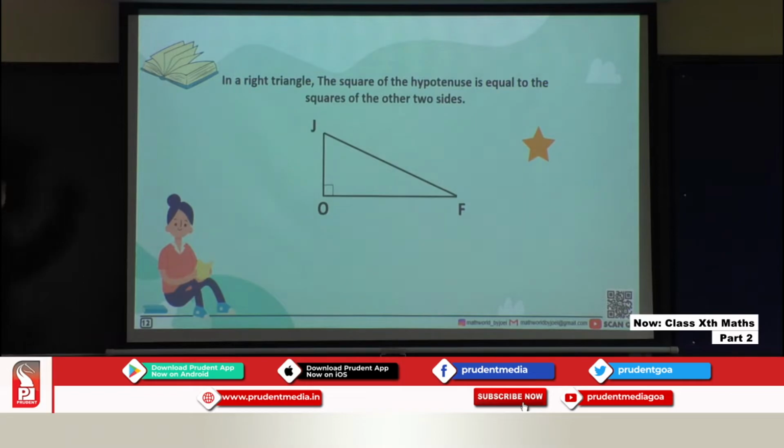What is happening? The square of the hypotenuse, right? So what do we mean by hypotenuse? If you don't know, you need to locate the right angle first. Wherever the right angle is, exactly opposite in front of it, whatever side is there will be the hypotenuse. It is the longest side of a triangle. So two things to keep in mind: locate the right angle, and exactly in front of it is your hypotenuse. So the square of the hypotenuse is equal to the square of the sides.